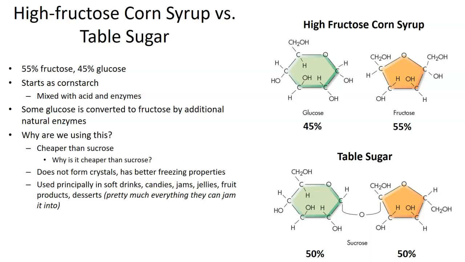So why do we actually prefer then high fructose corn syrup over table sugar nowadays? There's only one real reason. It's cheaper. It's cheaper than sucrose or table sugar. It doesn't form crystals, has better freezing properties. So as a result of that, it's great to use in soft drinks, candies, jams, jellies, pretty much anything they can jam it into nowadays. They'll use high fructose corn syrup because it's going to save them money and it's going to make a better overall product for the consumer. At the end, they don't have to worry about crystallization, all these things that would dissuade people from buying their product.